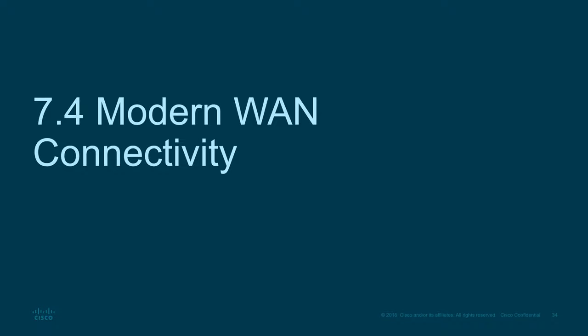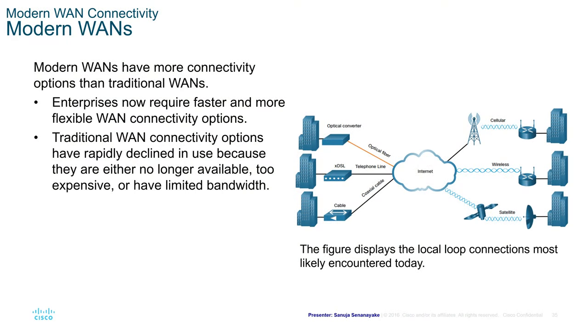So let's look at modern WAN connectivity. Modern WANs have more connectivity options than traditional WANs. Enterprises now require faster and more flexible WAN connectivity options. Traditional WAN connectivity options have rapidly declined in use because they are either no longer available, too expensive, or have limited bandwidth.